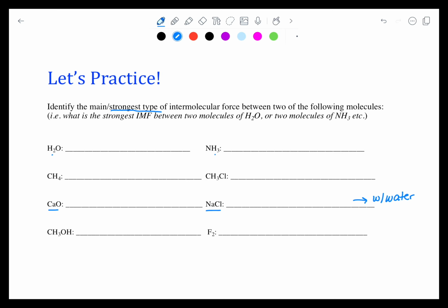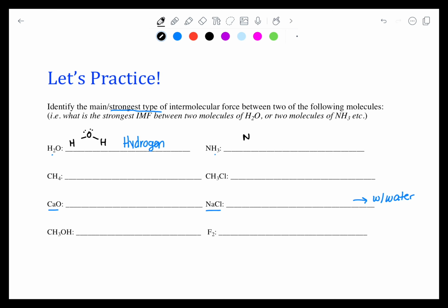Our first example is H2O, also known as water. So water is O, H, H. There we go. It's polar. It has oxygen-hydrogen bonds in there, so this would be hydrogen bonding.